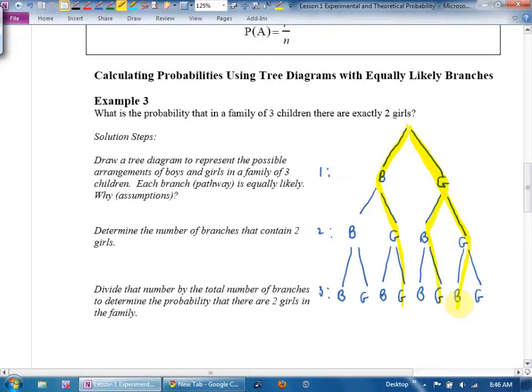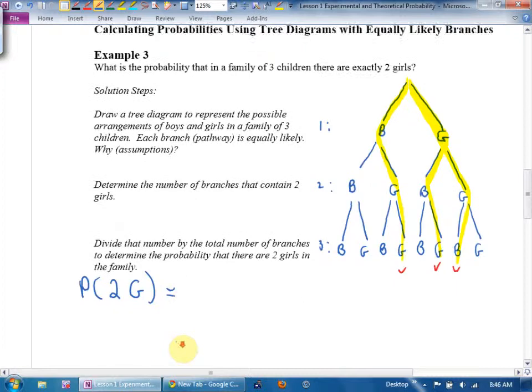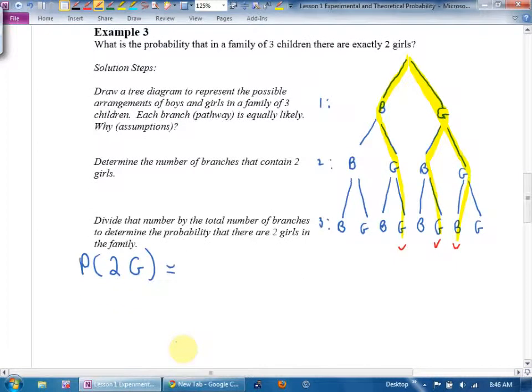Now you can use a highlighter if you want to, or if you don't have a highlighter, another thing that works great is putting check marks underneath. That one has three girls. Sorry, two girls. That one has two girls. That one has two girls. The probability of two girls is, how many branches have I highlighted? How many branches have a check mark? Three. Out of how many branches were there? How many outcomes were there when we listed them all using a tree? Eight. Did anybody say that the odds were three out of eight?